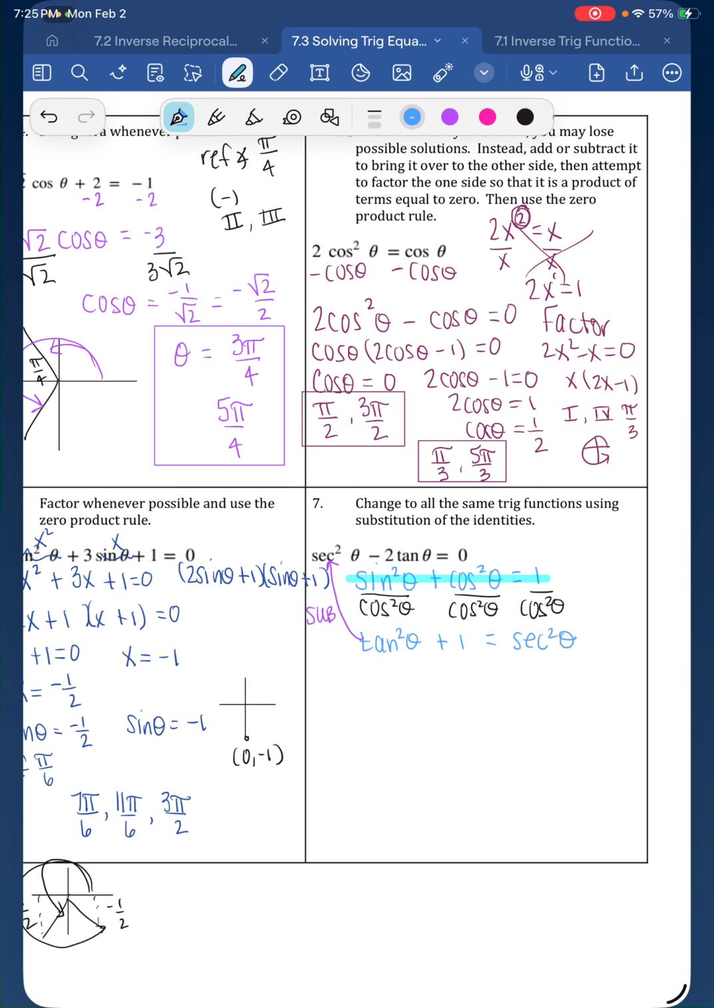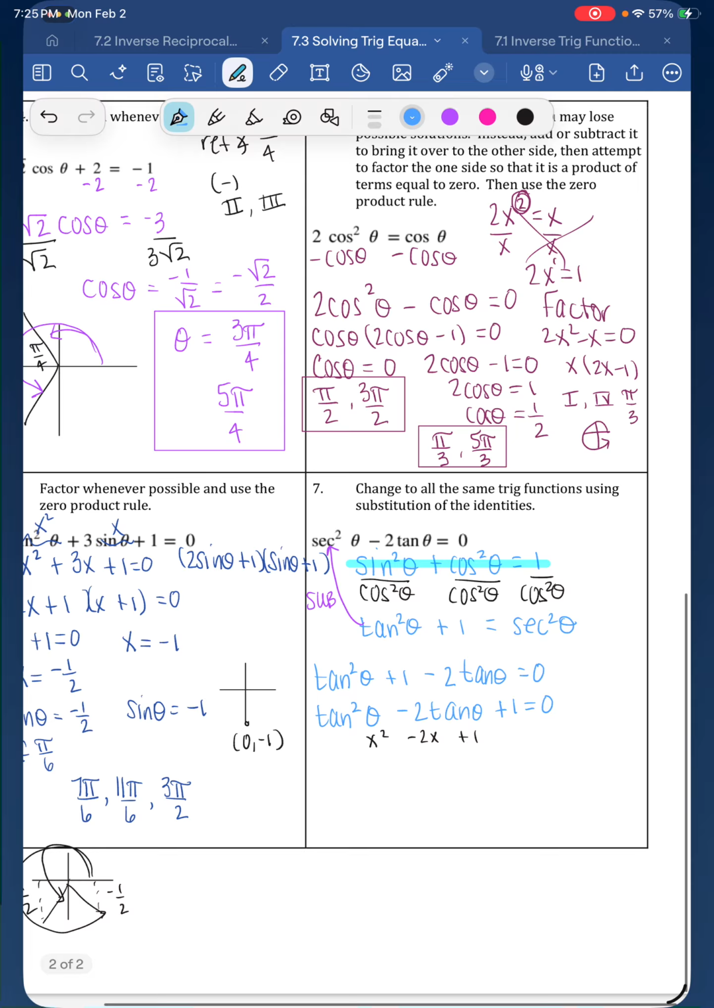And so I'm going to say tangent squared plus 1 minus 2 tangent is equal to 0. And I'm going to rewrite this so that it's quadratic. I'm going to rearrange the terms, and I'm going to factor. If it helps you, instead of writing it as tangent squared minus 2 tangent plus 1, write it as x squared minus 2x plus 1, and factor using x's. I'm going to use tangent.